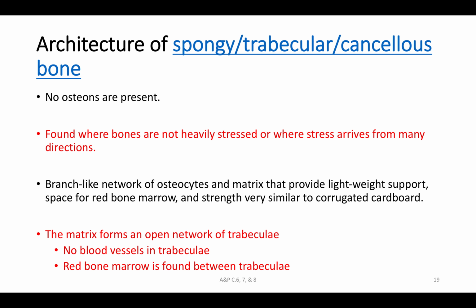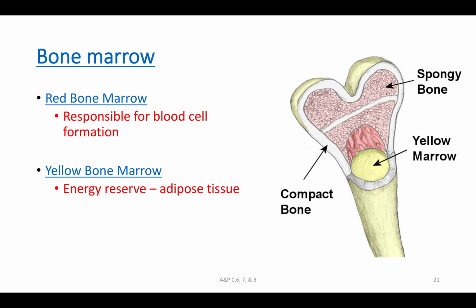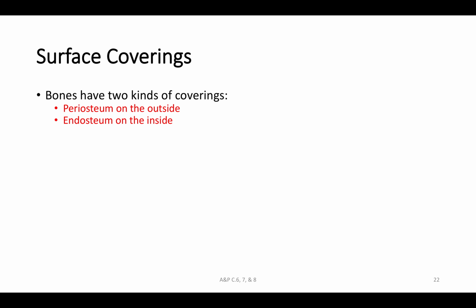There are no osteocytes, there are osteocytes. What I meant to say is there are no osteons present. And then we looked at the 2 different types of bone marrow. You have red bone marrow, which is responsible for your blood cell production. We're going to find that within our spongy bone. And you have a yellow bone marrow that acts as an energy reserve that helps store fat, which we find in our marrow or medullary cavity.